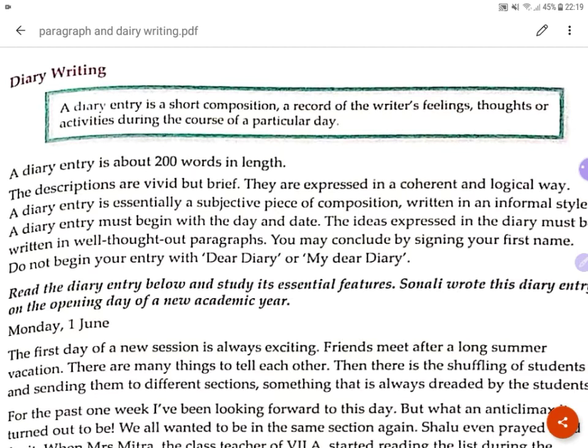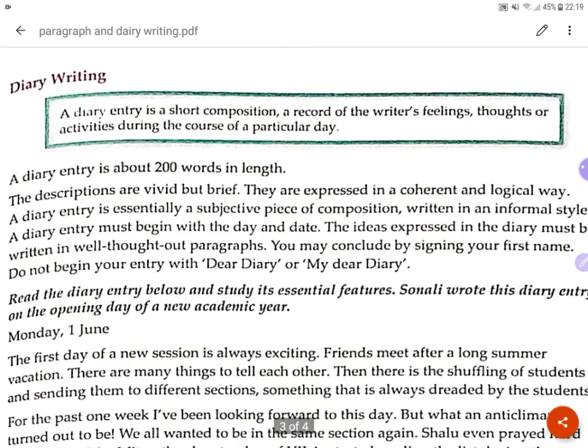A diary entry must begin with the day and date. So the things which you should remember while writing a diary: the entry must begin with the day and date. You must write down the day and date. You can also mention the time, at what time you have started writing, right? Now the ideas expressed in the diary must be written in well thought out paragraphs. You may conclude by saying your first name.